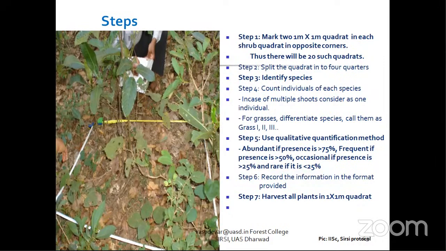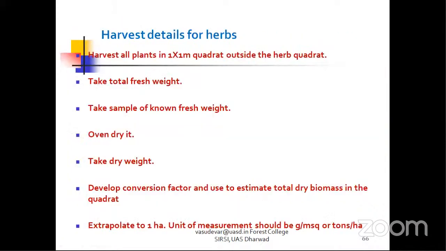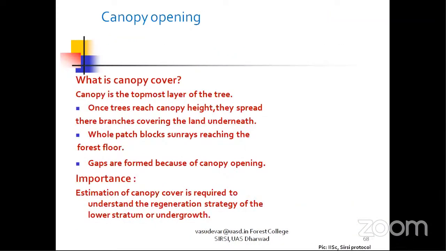Okay. And then we can make an abundance category. If only one particular type is abundant, occupying more than 75% of the area, call it abundant. You can call it frequent, occasional, rare, like that, based on the area that is covered. You should also harvest the herbs if you want to make a carbon inventory of the herbs, usually away from the herb plot, in the next plot of this kind. Okay, these are the formats that we are talking about.